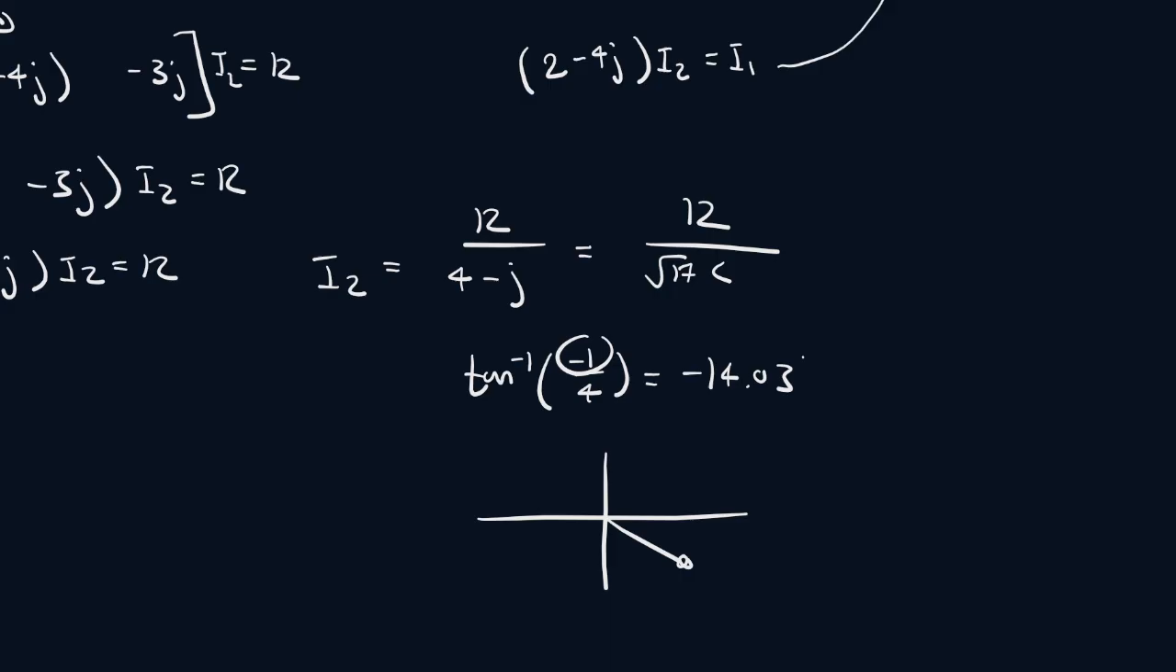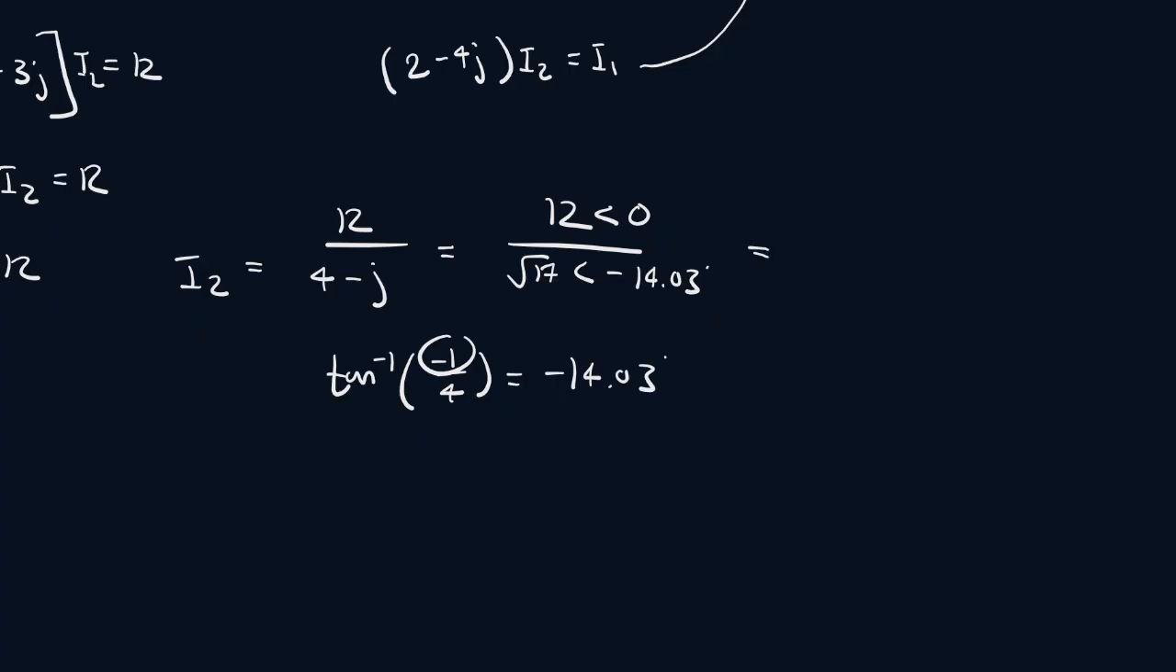Minus 1 is on the imaginary axis, so it'll be somewhere down here. And then 4 is on the real axis, so somewhere down here. They both hit the same region, so that means this degree is correct. So we'll put minus 14.03 degrees. This 12 is the same thing as 12 phasor 0. So our answer should be 2.91 phasor 14.03 degrees, and that's your I2.